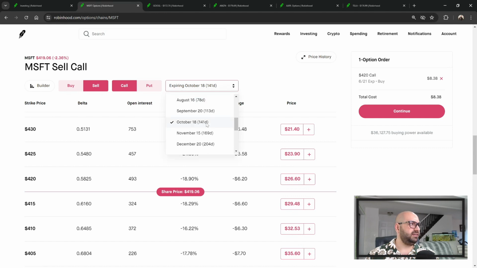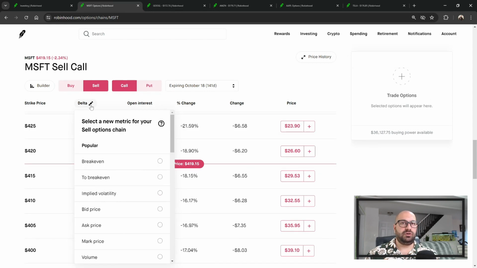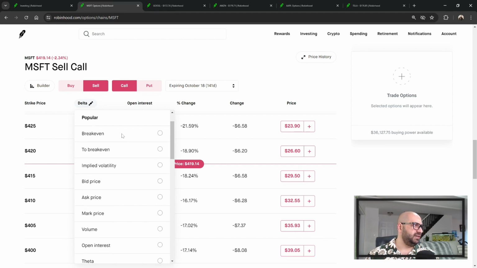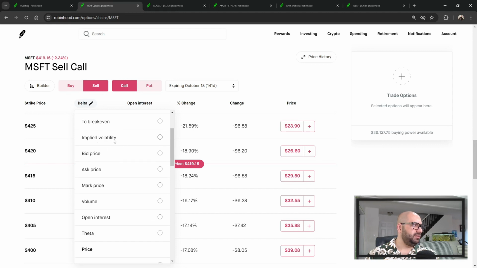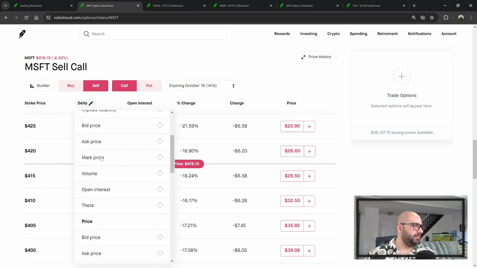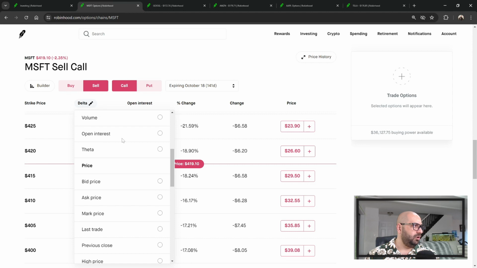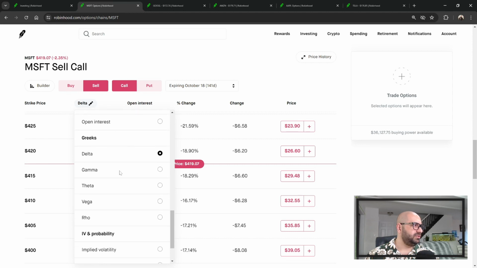Here I have selected the five months out, the October 18. And if we go on the call or put, in this case, let's start with a call. On the desktop version, Robinhood allows you to change two metrics to anything that you want. So in this case, I think by default it's break even, but you can change it to anything from implied volatility to the bid or ask price, volume, open interest, and you can scroll down to see everything including the Greeks: delta, gamma, theta, vega, and rho.